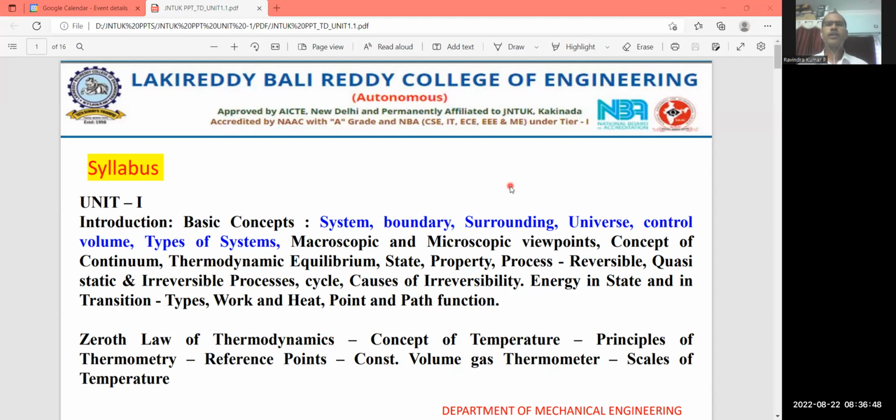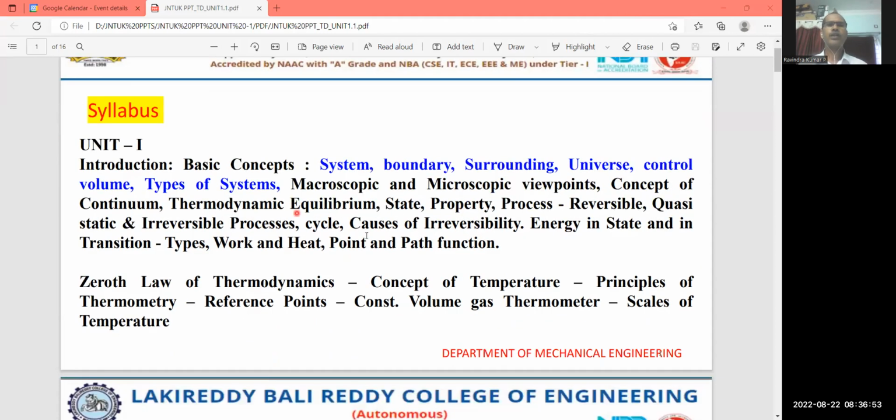Today, I am going to discuss thermodynamics, and this is the first unit syllabus. This blue color line indicates the content I am going to discuss in today's class. The first part of the unit is related to the basic concepts, and the second part of the first unit is related to the zeroth law of thermodynamics.